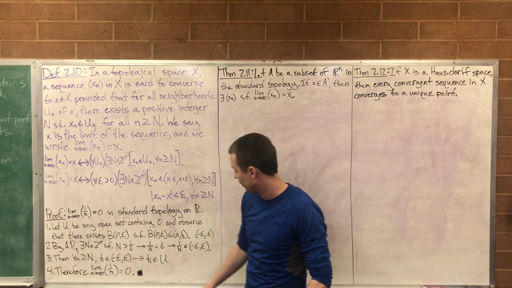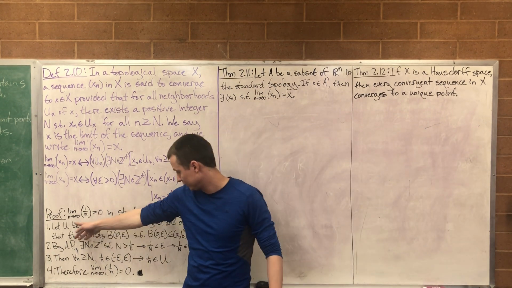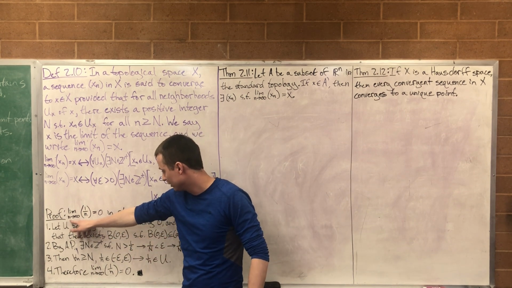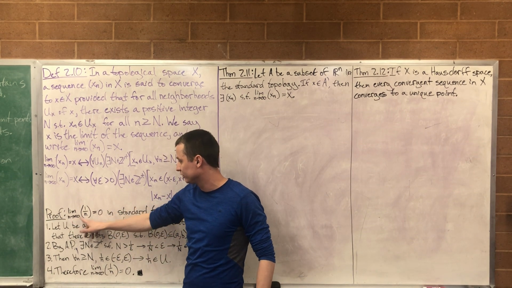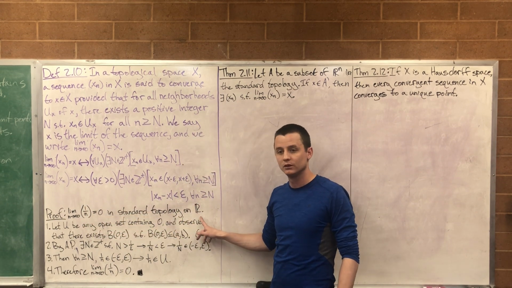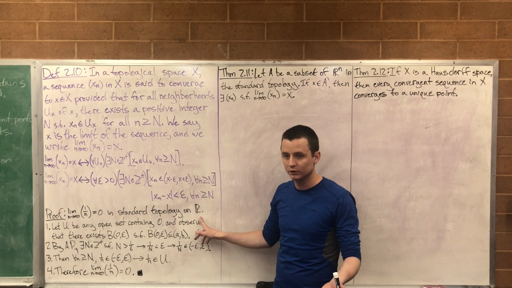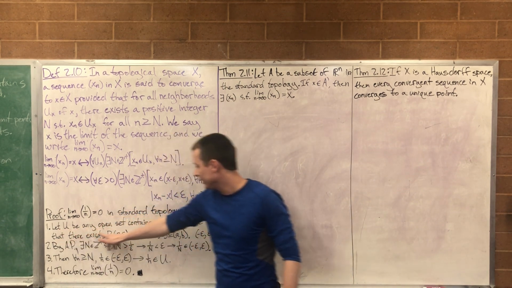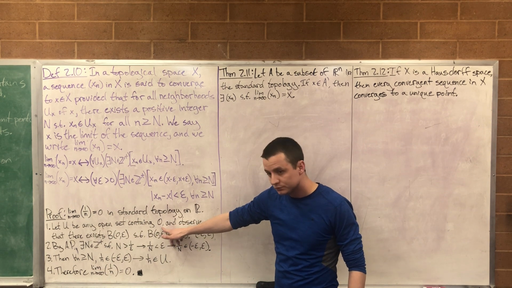So, a quick proof, a more topological proof than a calculus proof, but exactly the type of stuff you'd be doing in calculus. We're going to prove that the limit as n goes to infinity of 1 over n is equal to 0 in the standard topology on R. Hopefully that appeals to your intuition. Yeah, we already talked about it. So let U be any open set containing 0.